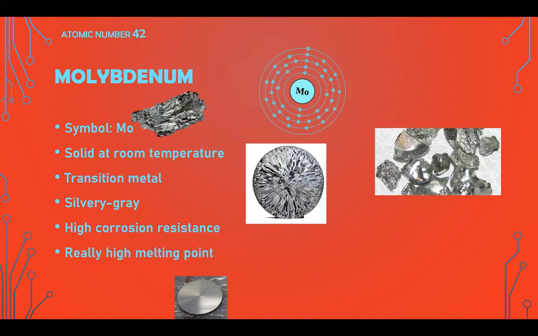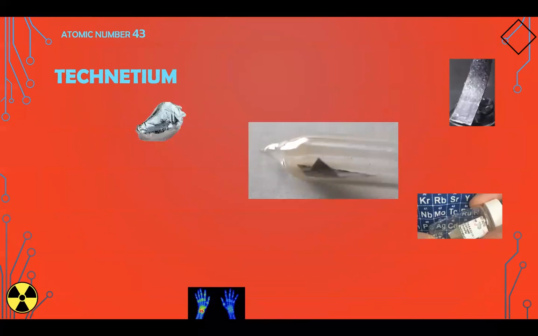Regardless, molybdenum has a really high melting point, although it's overtaken by tungsten. Molybdenum is a micronutrient for plants, and it's used in alloys. Sorry for the picture covering it. It's used in fertilizers and other things.